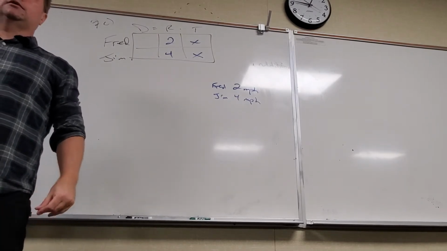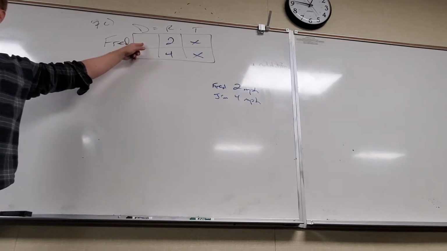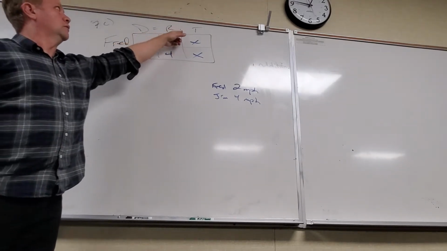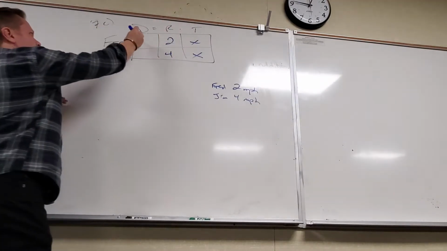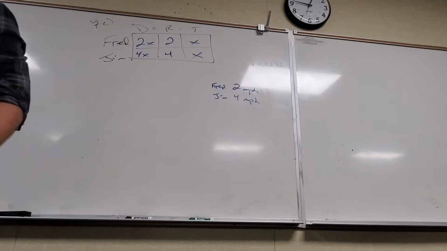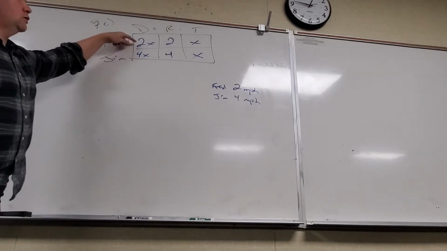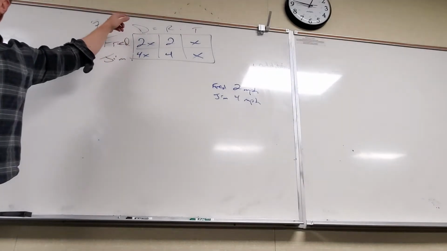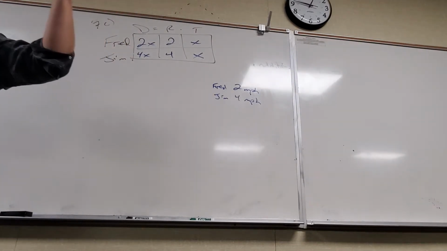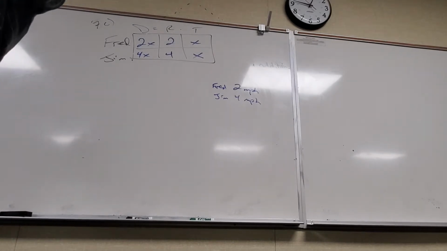Okay, maybe. And which means, how far did Fred go? 2x. 2x, exactly. And how far did Jim go? 4x. And I want their distances to be 10 miles apart. Which means, what am I doing to these two distances? If they're 10 miles apart, what does it mean about one distance versus the other one?